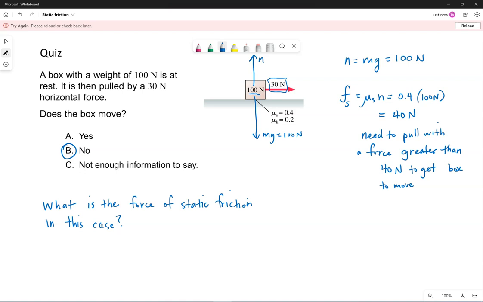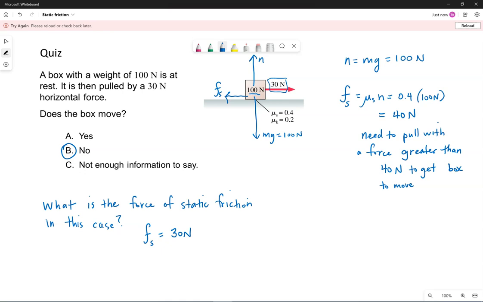So we know the box is being pulled to the right with a force of 30 newtons, but we know it's not going to move. That means there has to be a force of static friction to the left, keeping it from moving. But it can't be 40 newtons to the left, because that would give us a net force to the left, which would mean it's moving. The force of static friction has to equal that 30 newtons in this case to keep the box from moving.